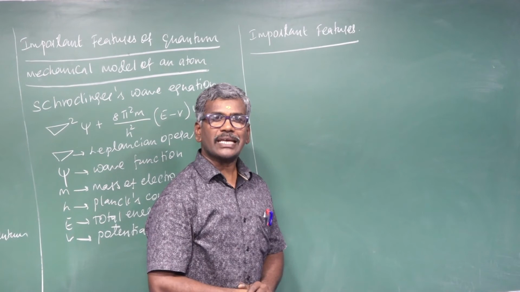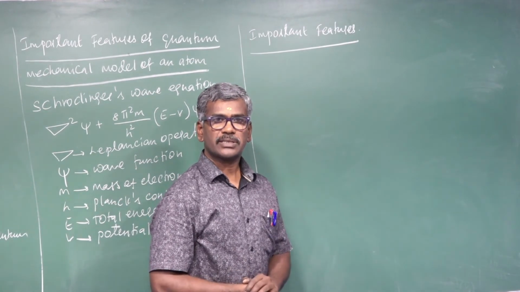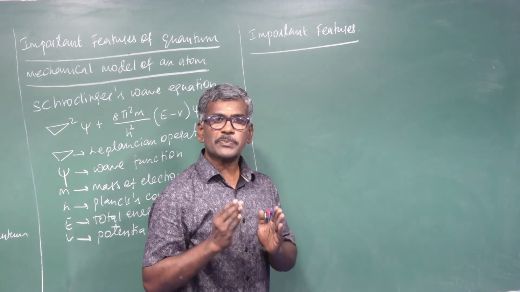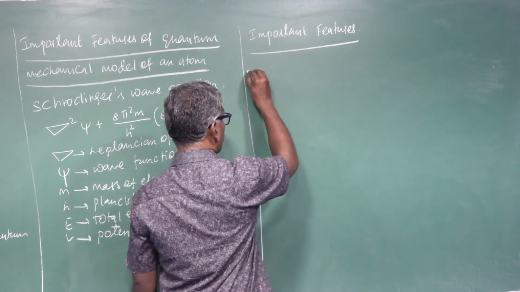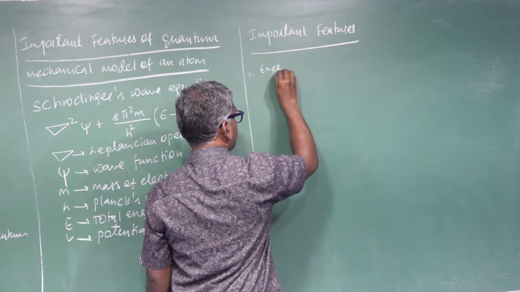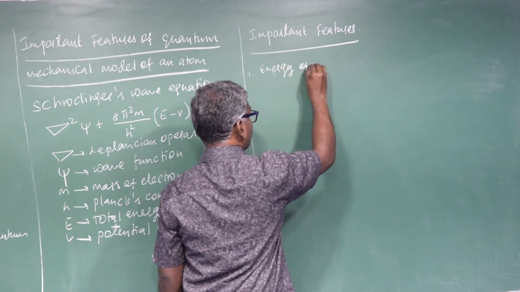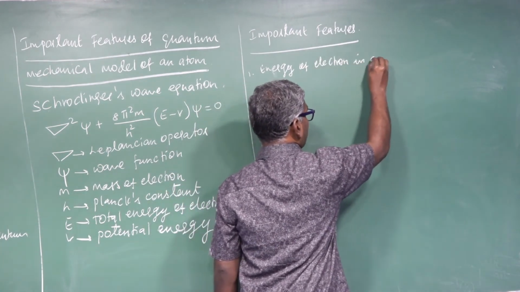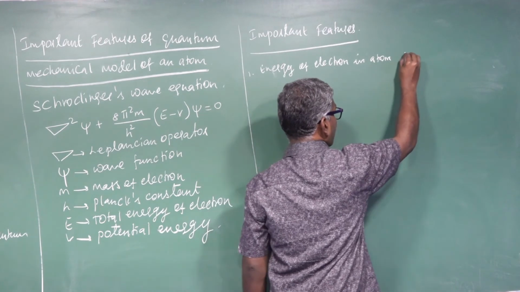The energy of an electron in an atom is quantized, that is, the electron can have only certain specific values. This is point number 1: the energy of an electron in an atom is quantized.